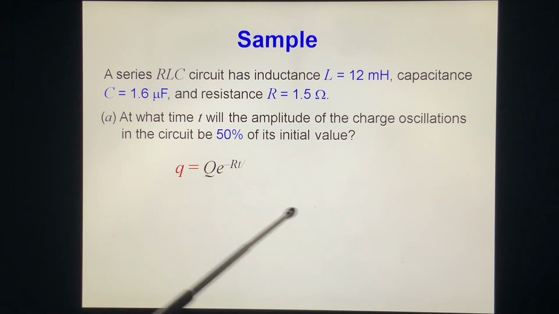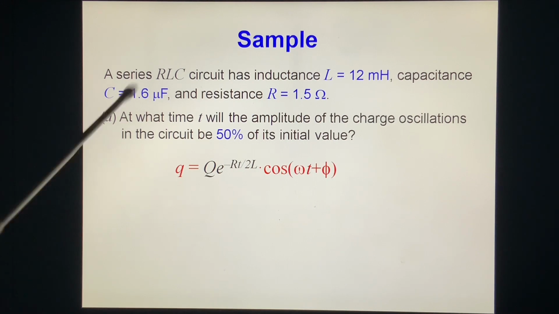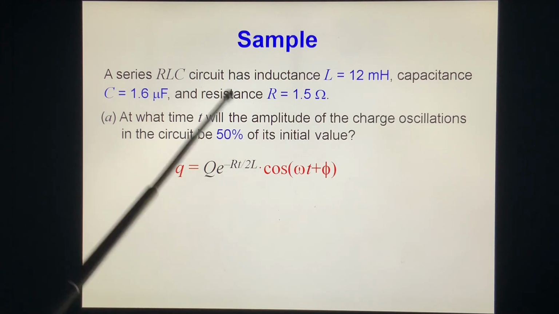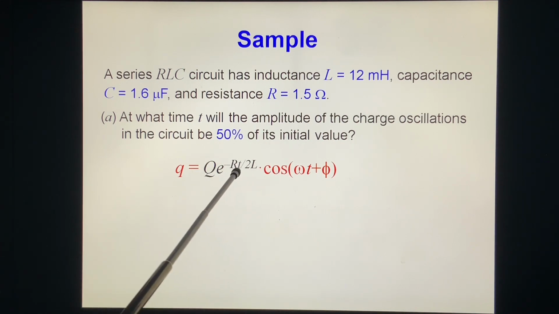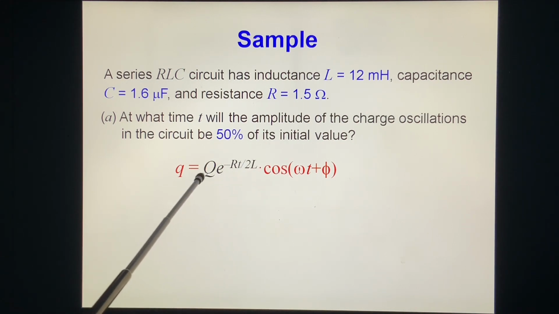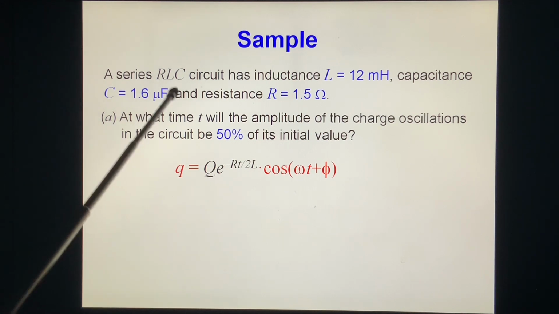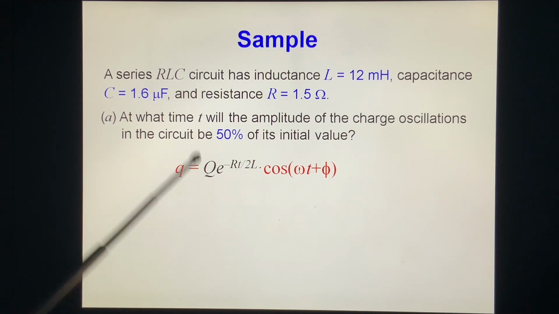When Q is the answer, write it down. The question is, what time t? The amplitude is half of the original. At t equal to 0, the amplitude is Q. In other words, at what time is the amplitude half of Q? This is equal to half.